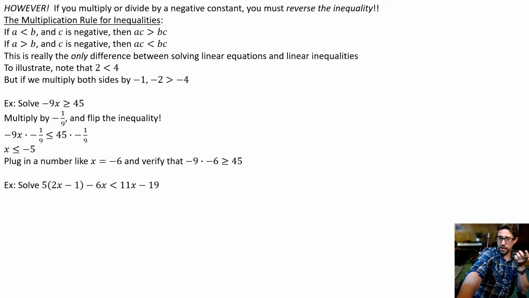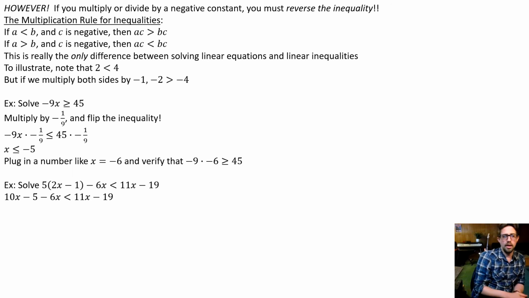Okay, so here's a little more complicated one. Like I said, I guarantee that something like this will be on the upcoming exam. Except for that rule, this is going to proceed exactly like an equation. So there's just some more stuff. So 5 times parentheses 2x minus 1 minus 6x is strictly less than 11x minus 19. So do all the same moves you would as far as order of operations. Get rid of the parentheses. So distribute that 5, so it's 10x minus 5 minus 6x, and then combine whatever like terms you can. 10x minus 6x is 4x. 4x minus 5 is less than 11x minus 19.